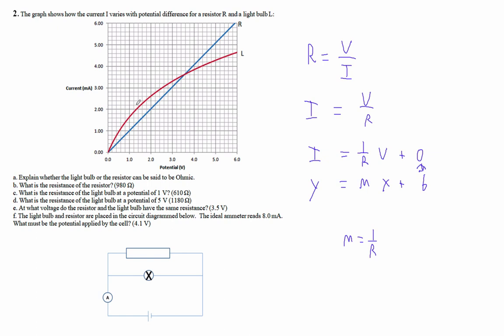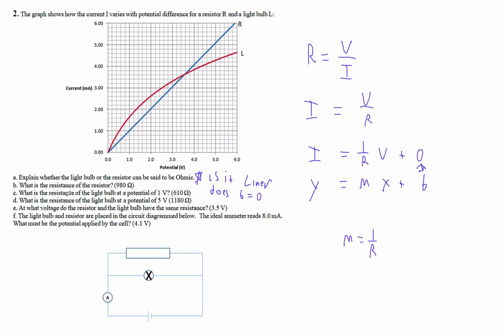But they're not both linear, right? So talk about the linearity of it. That's what you want to talk about. Is it linear? Does B equal 0? Does the y-intercept equal 0? If those aren't true, then it doesn't obey Ohm's law.